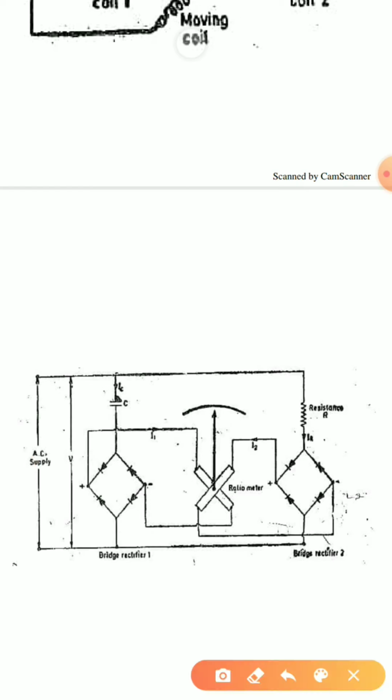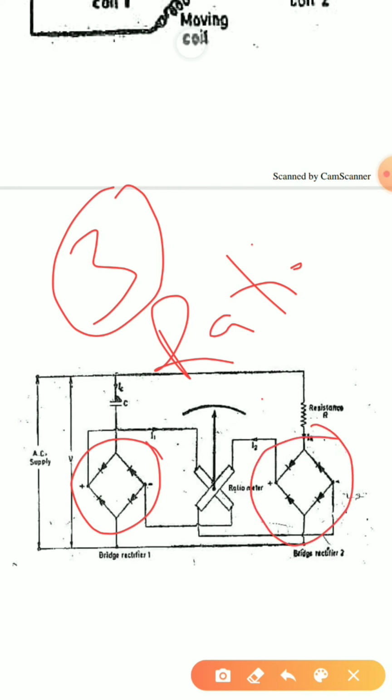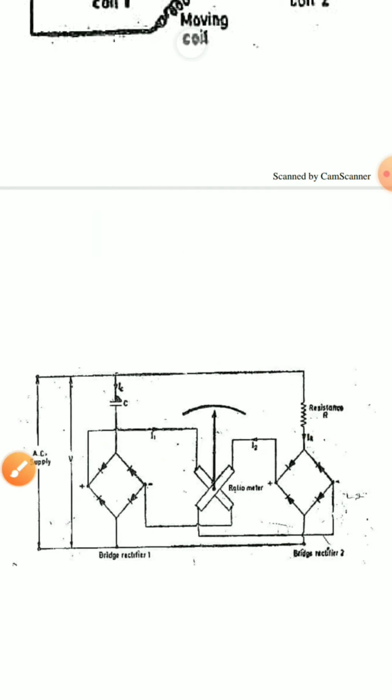The third type of frequency meter that we are having is the ratio meter type frequency meter. Here we can see that it consists of a ratio meter which gives a linear relationship between the current ratio and the deflection. Two circuits we are having, and the ratio of the currents of both these circuits will be taken, and based on this I'll be getting some deflection of the pointer. Using this principle, I can directly measure the frequency.